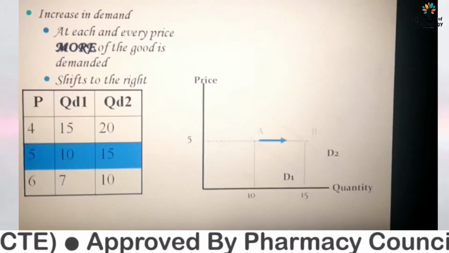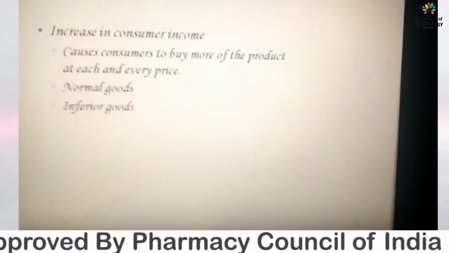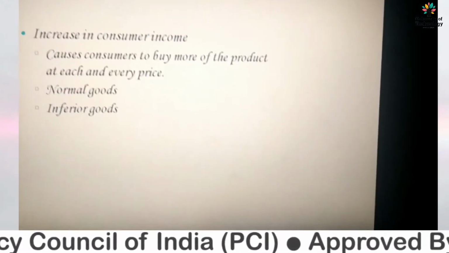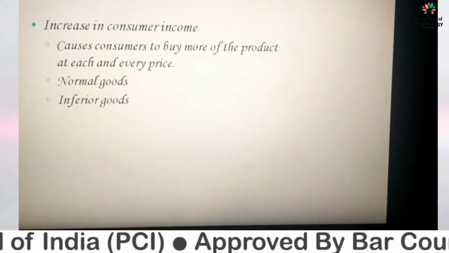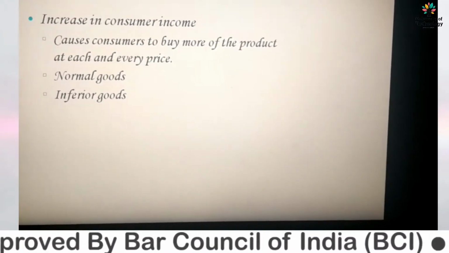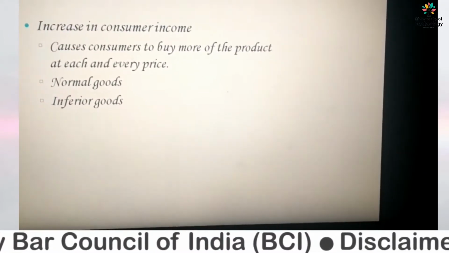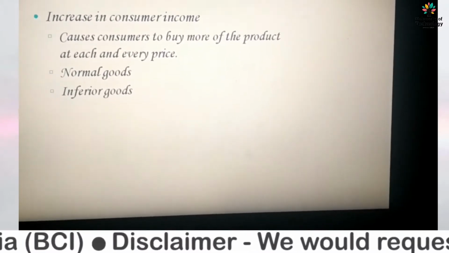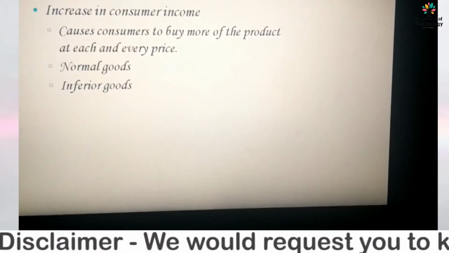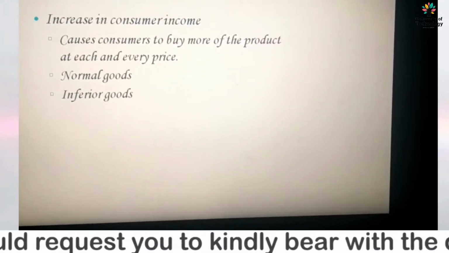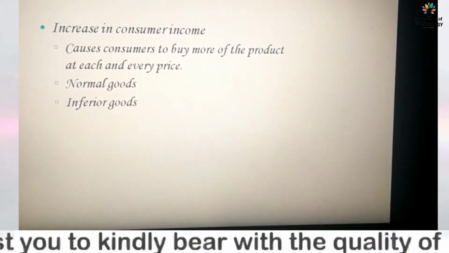The next part is: what are the causes of the increase in demand? The first is an increase in consumer income. If the income of the consumer increases, the demand for goods changes depending on the different types of goods. The first is normal goods, and another type of good is inferior goods.